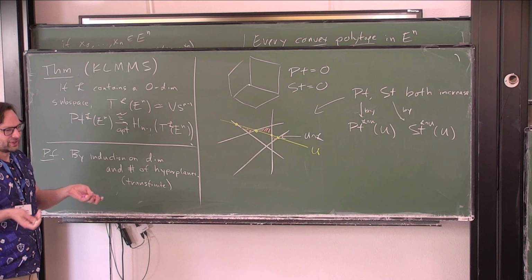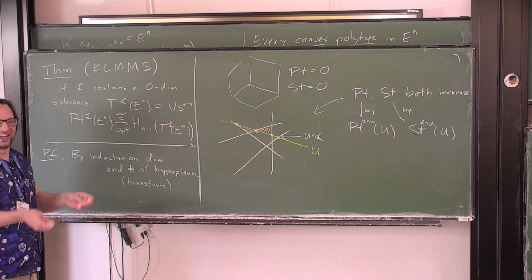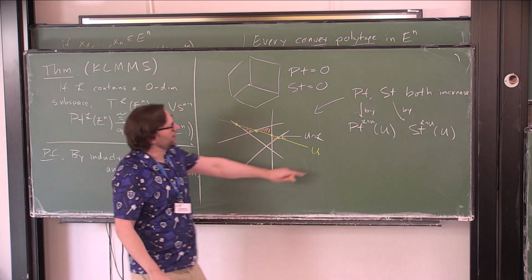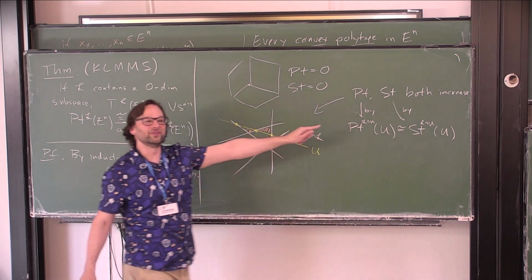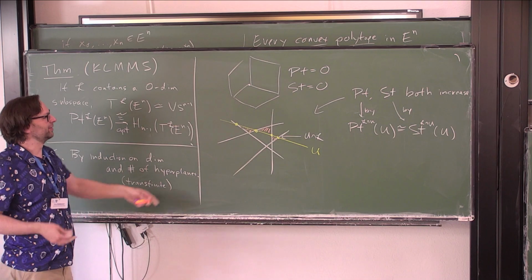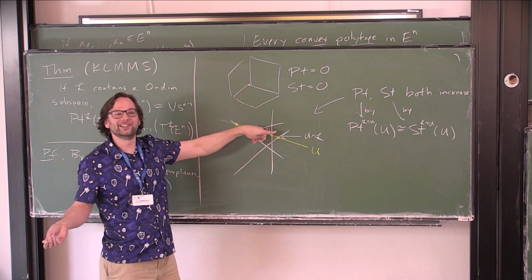And now there's a little bit more work to do. You have to make a comparison map of short exact sequences and use the 5 lemma. But by induction on dimension, you've already shown that the map between these is an isomorphism. And so now you get to conclude that the map, after adding the hyperplane, is still an isomorphism.